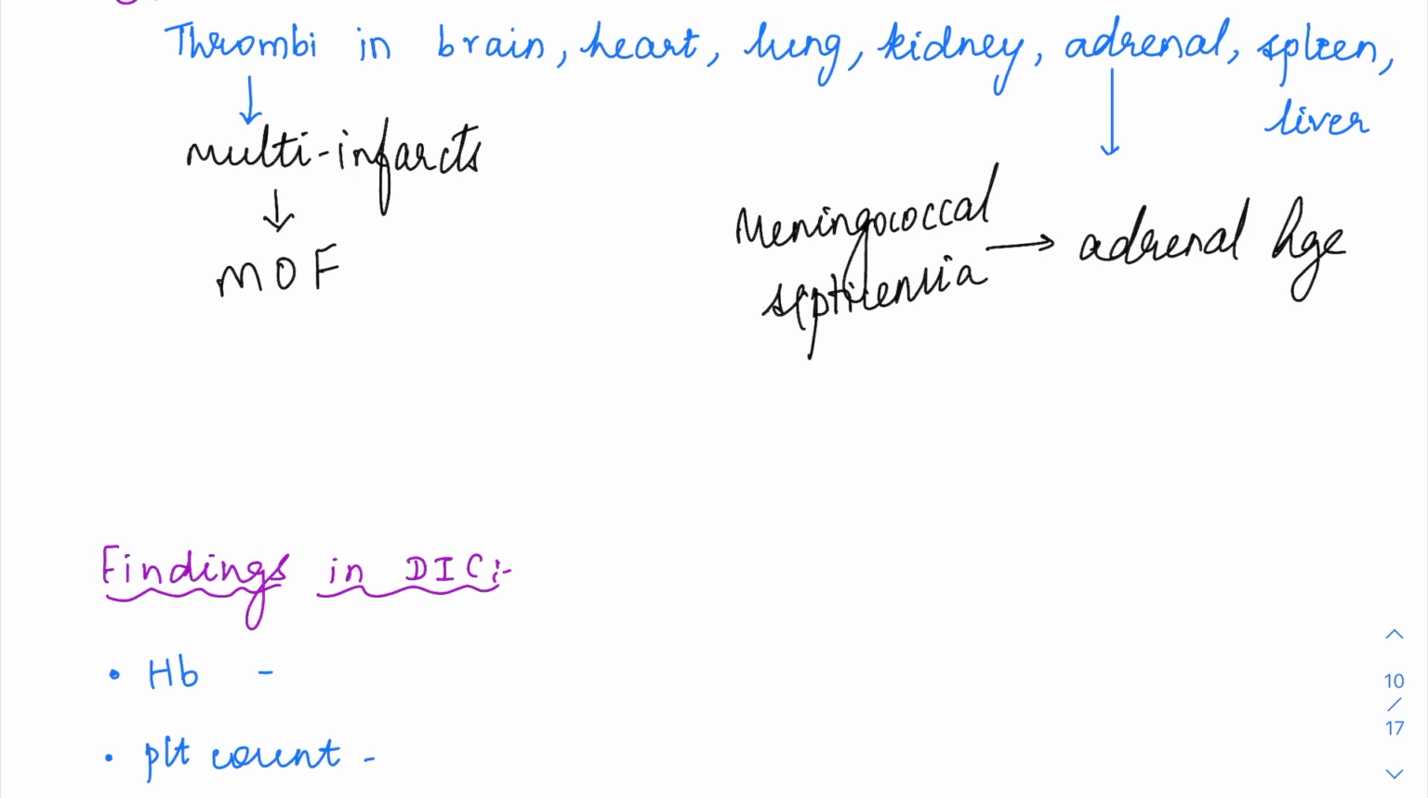So when the adrenals are hemorrhaged, the adrenal function is not going to be proper. The steroids which are being produced, the mineralocorticoids, glucocorticoids, sex steroids, all of this is going to be deficient, and that is going to result in a syndrome called Waterhouse-Friderichsen syndrome. Okay, Waterhouse-Friderichsen syndrome is adrenal hemorrhage happening in meningococcal septicemia. So here there is going to be DIC because of this.